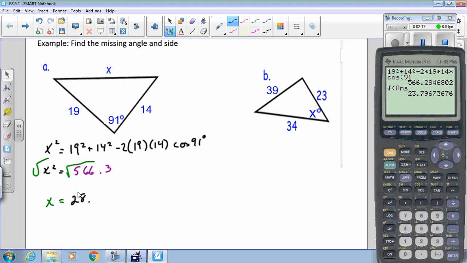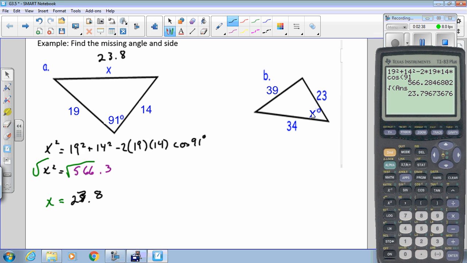Let's see if this makes any sense. 23.8. Well, this is 91 degrees, so this is the greatest angle. These ones are two smaller angles, so this side has to be the greatest side. So 23 and 8/10 does in fact make a lot of sense. So we're probably right. We are in fact right.